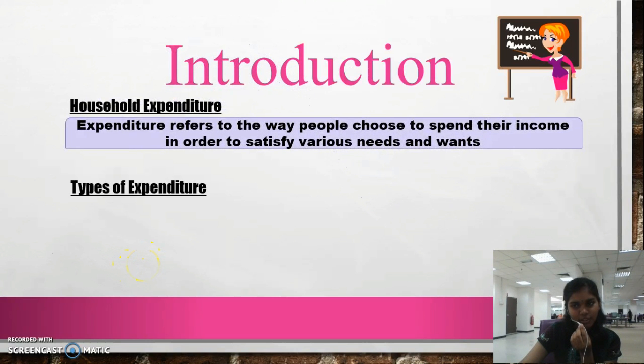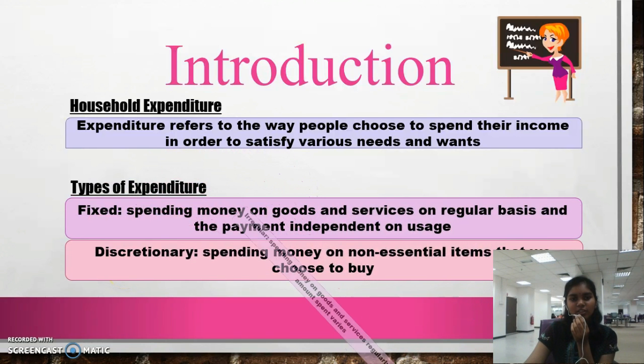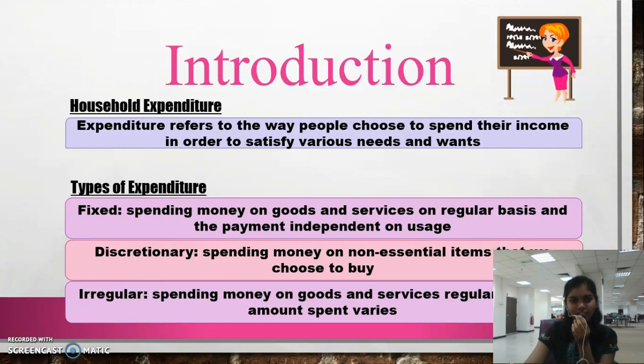Household expenditure. Expenditure refers to the way people choose to spend their income in order to satisfy various needs and wants. There are three types of expenditure, which are fixed, discretionary, and irregular. Fixed expenditure is spending money on goods and services on a regular basis and the payment is independent of usage. Discretionary expenditure is spending money on non-essential items that we choose to buy, while irregular expenditure is spending money on goods and services regularly but the amount spent varies.